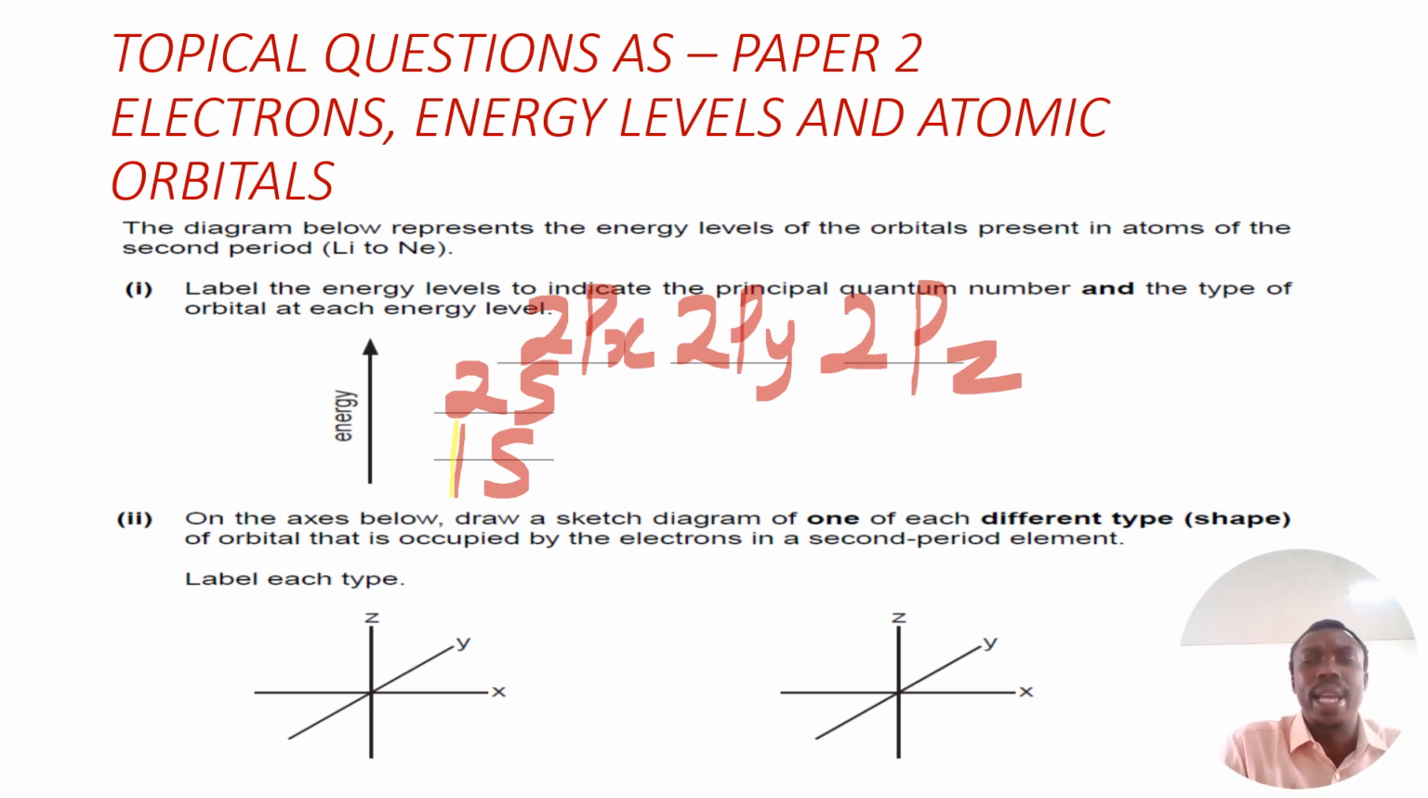The first one is spherical, so you have the S subshell. For a second period element, you are going to have the S subshell and the P subshell. That is the S orbital and the P orbital. So the S is spherical in shape, so you write spherical.